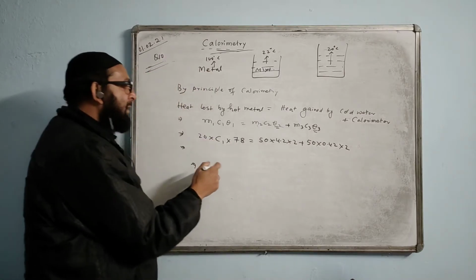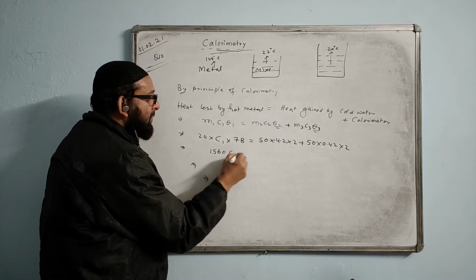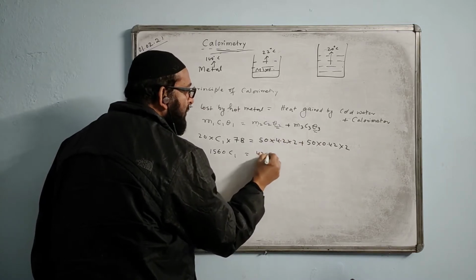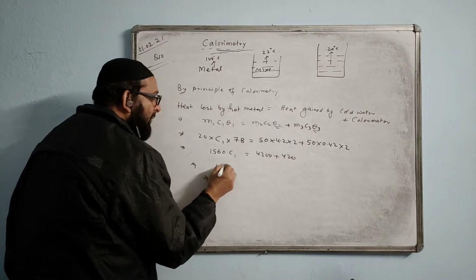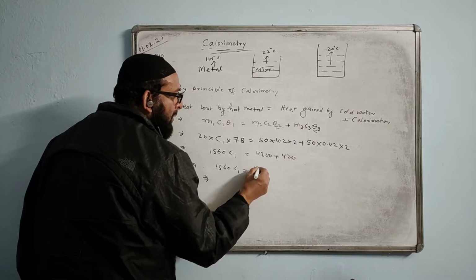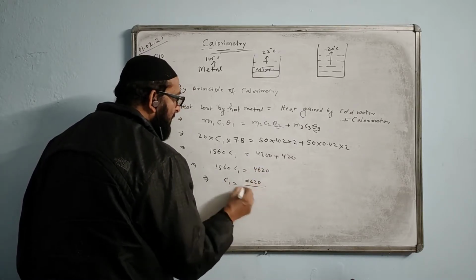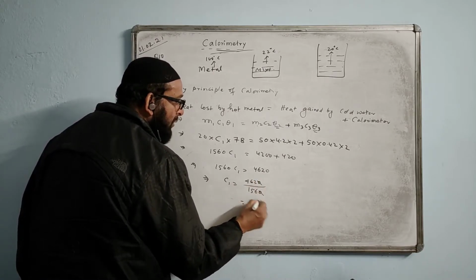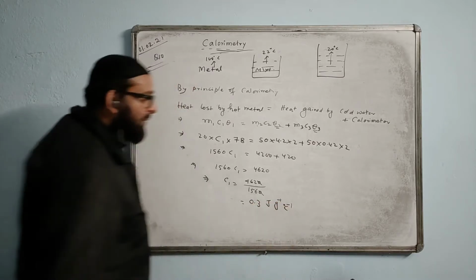Now we are finding the answer. 78 into 20 will come 1560 C1. Multiply this one, this will come 4200. Multiply this, will come 420. You get 1560 C1. Adding the 2, it becomes 4620. Therefore, C1 value will come 4620 divided by 1560. Cancel it and divide. Answer will come nearly 0.3 joule per gram per degree Celsius or per Kelvin.